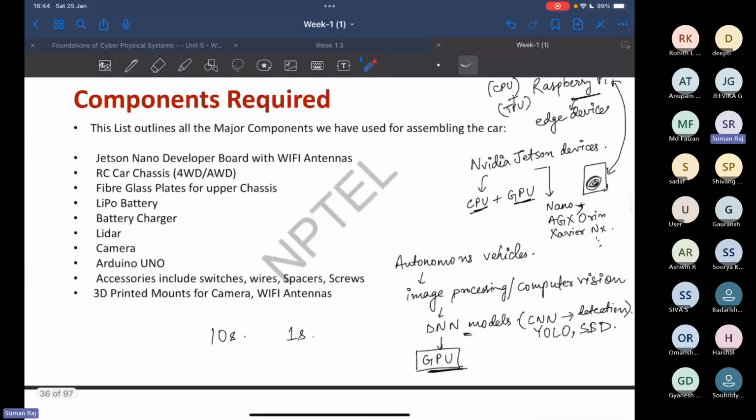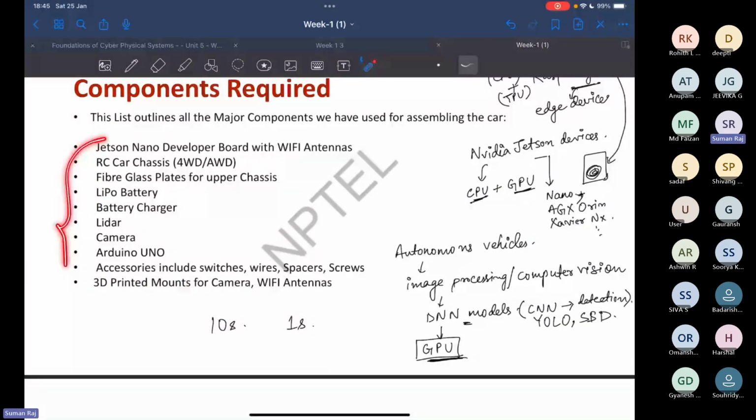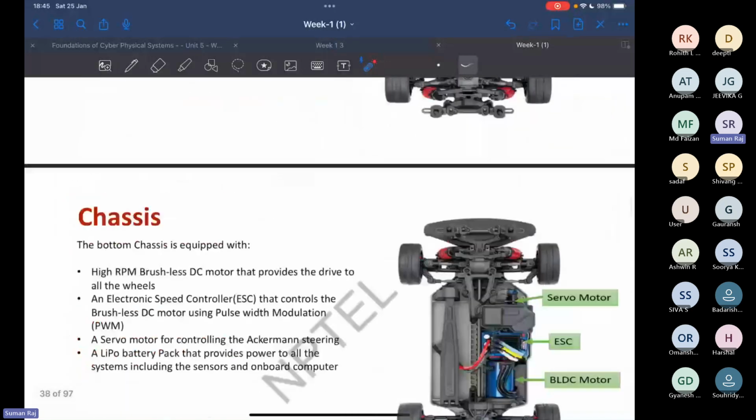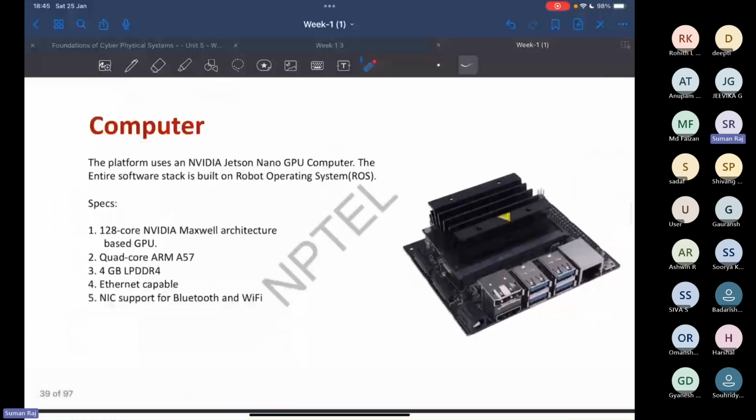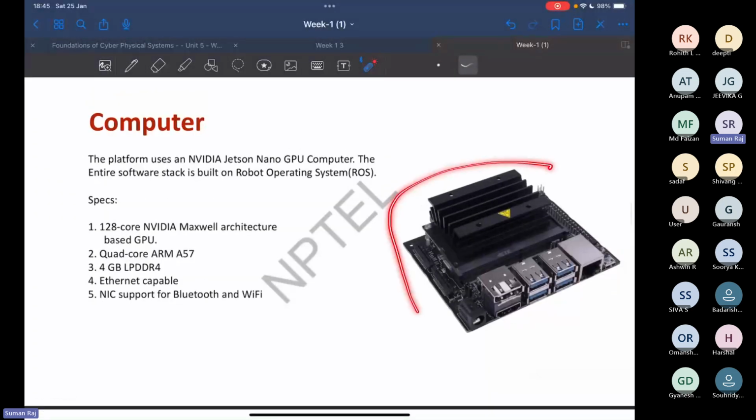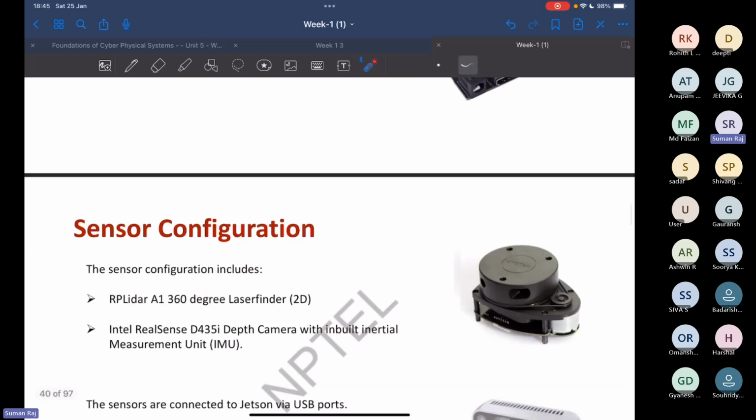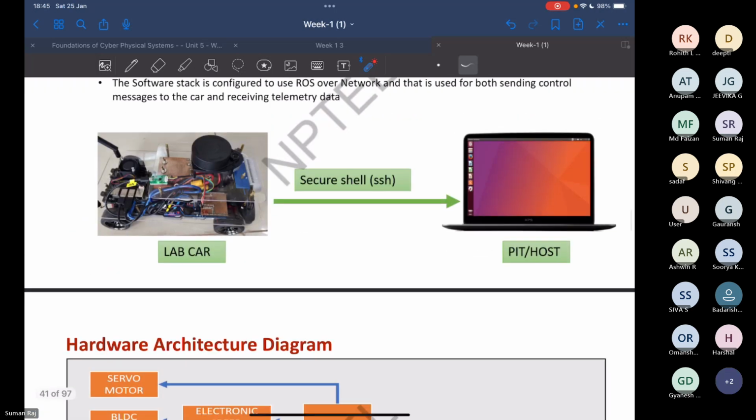In general, you have these different components on a very small autonomous vehicle system. This is how a Jetson Nano looks, and the other versions of the NVIDIA Jetson series will also look very similar. It's just that they get a little bigger if you move on to the high-end GPUs.